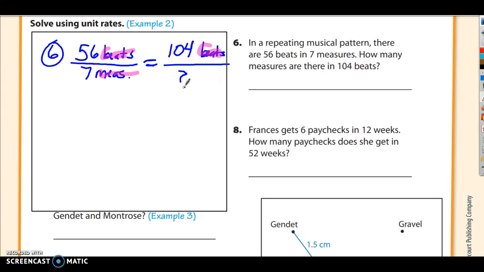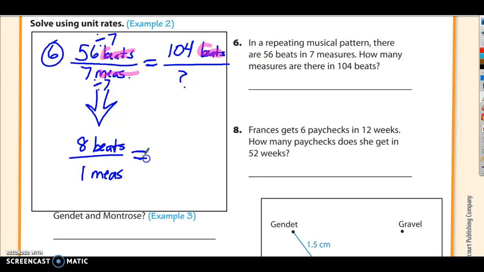The first thing you should always check is, can I just simply multiply 56 by something to make it 104? And you can't, because if you multiply 56 by 2, it's not 104. So you're stuck. And just like on the last problem, when you get stuck, what you need to do is find the unit rate. In other words, we're going to simplify. Can you simplify 56 and 7? You can by 7. If you do the denominator first, 7 measures divided by 7 is 1 measure. And 56 divided by 7 is 8 beats.